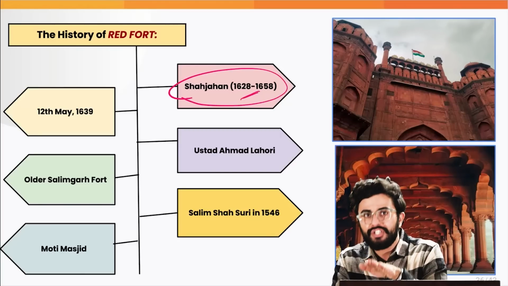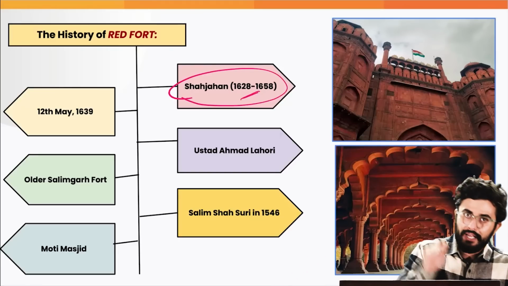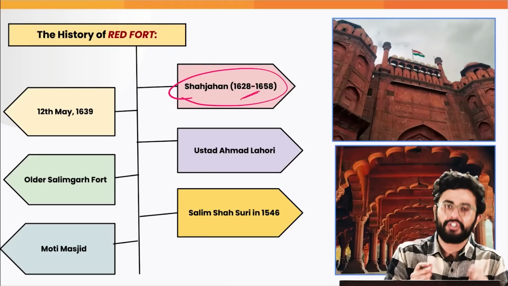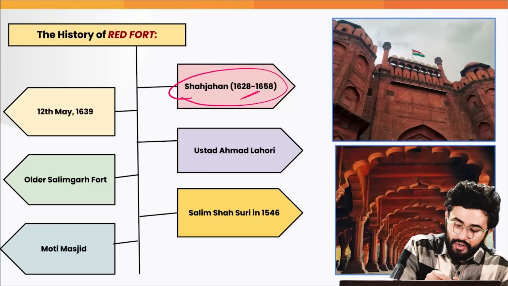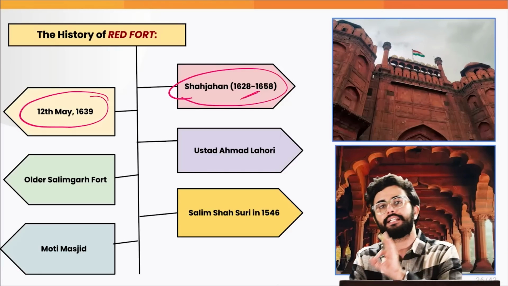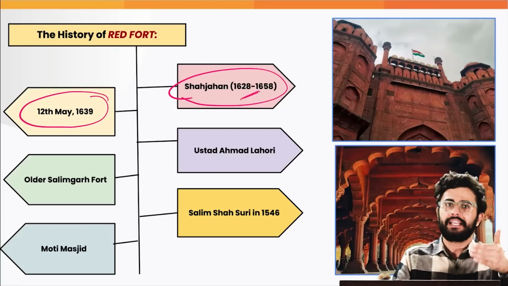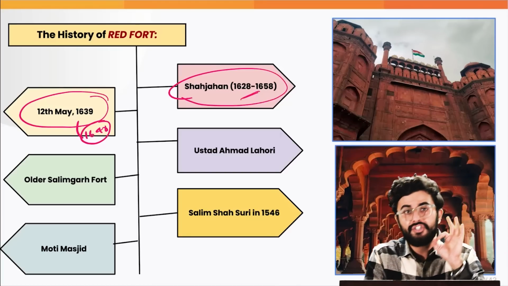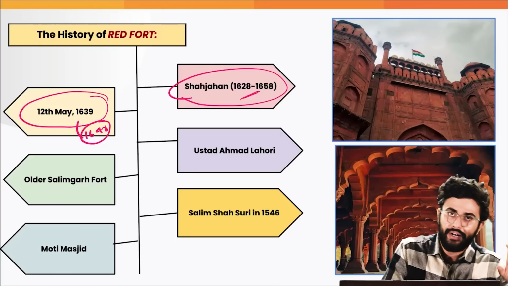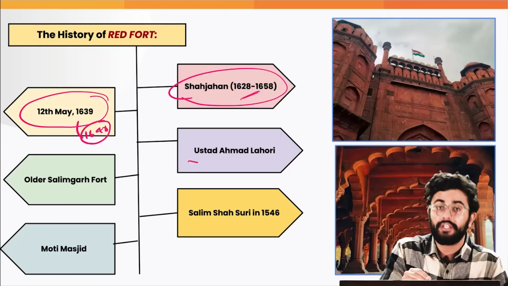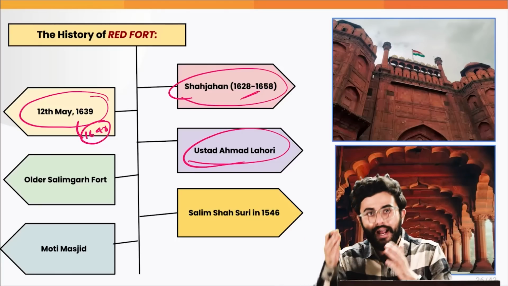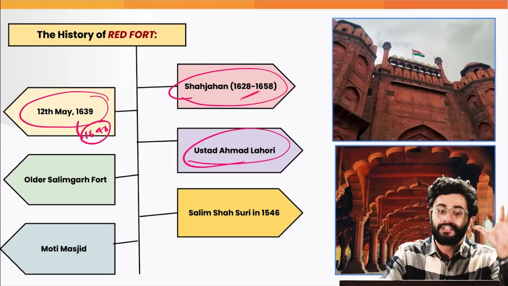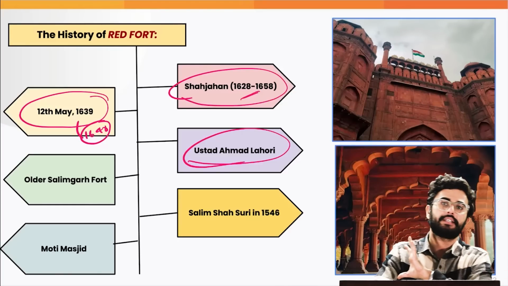He decided to actually shift the capital from Agra to Delhi, and thus commissioned the construction of Red Fort on 12th of May 1639, and it took approximately 9 years, and the construction was completed by 1648. The chief architect of Lal Killa or Red Fort was Ustad Ahmad Lahori, who is also credited to actually construct the Taj Mahal, another UNESCO World Heritage Site.